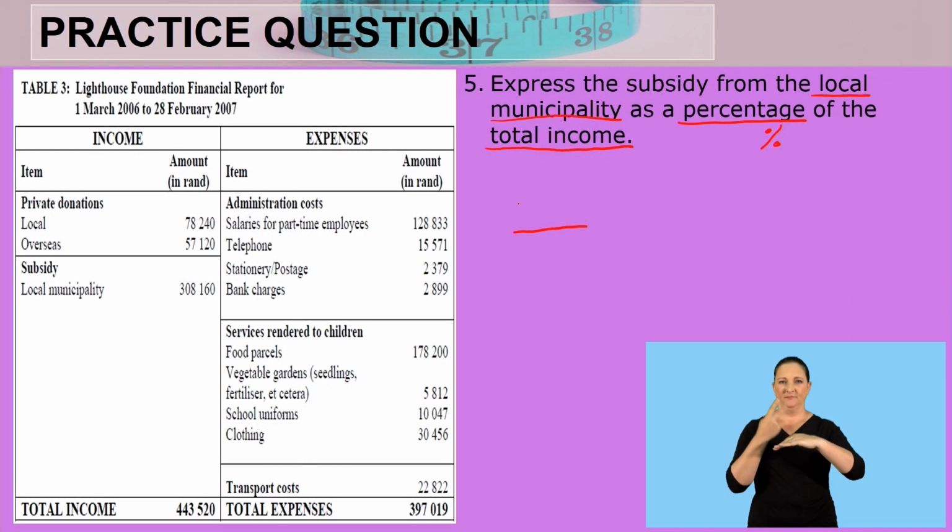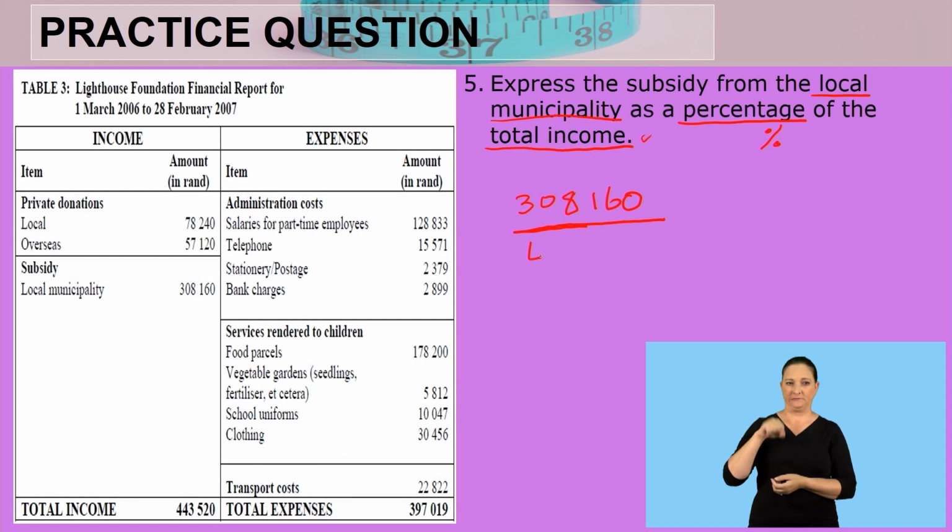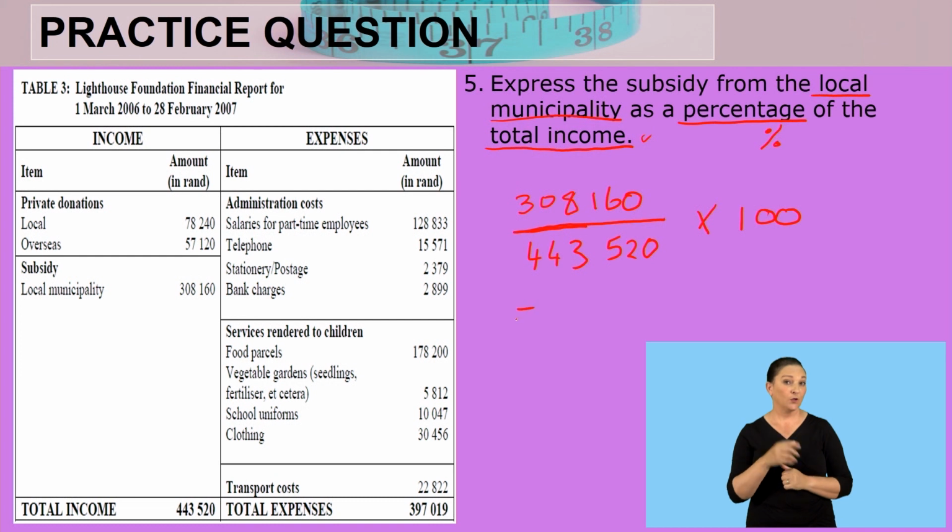Okay, and I get 308,160. We'll divide that by total income, which is 443,520. And then the percentage comes in, times by 100. The answer here is 69,48%.